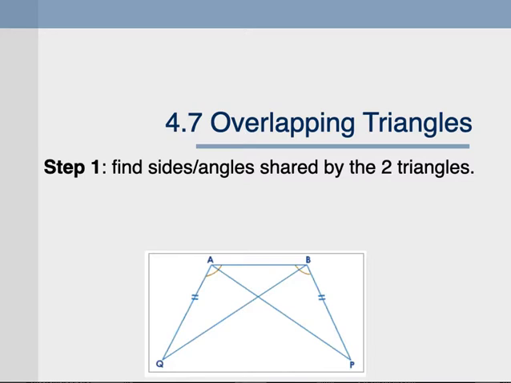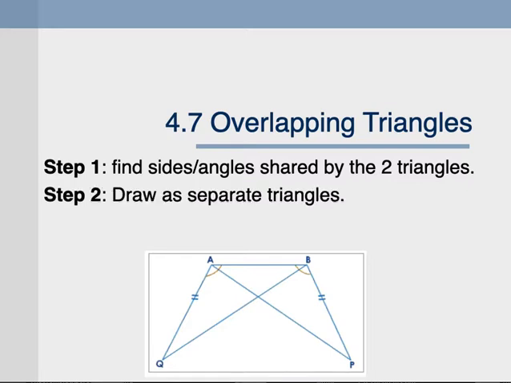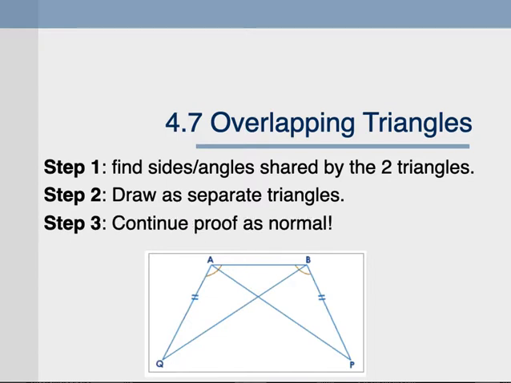Step 1 is to look for a side or an angle that is shared by both triangles. Step 2 is to pull your triangles apart, to draw them separately. And step 3 is to, from there, continue the proof as normal. Generally speaking, this will mean writing a flow proof like you've done for the majority of chapter 4. And it will usually mean ending your proof with a theorem like SSS, SAS, ASA, or AAS.